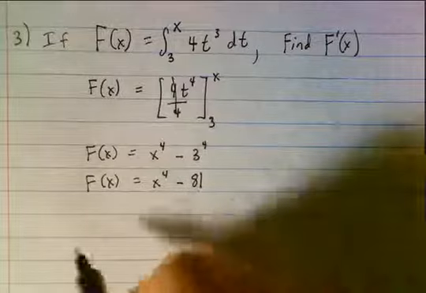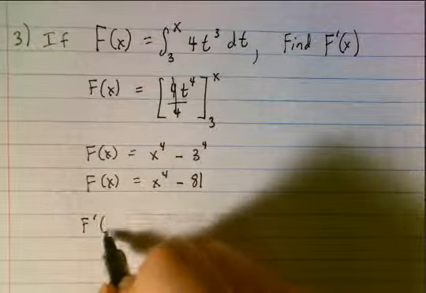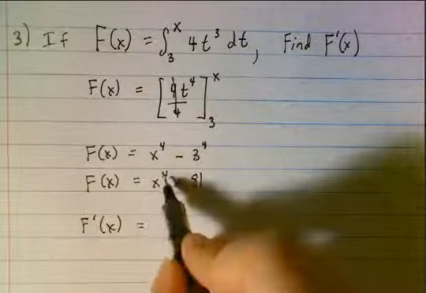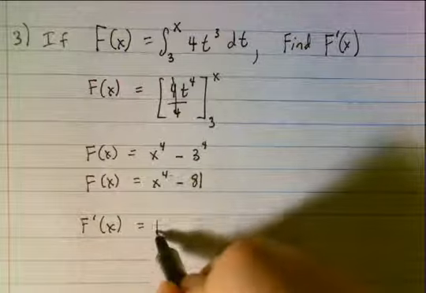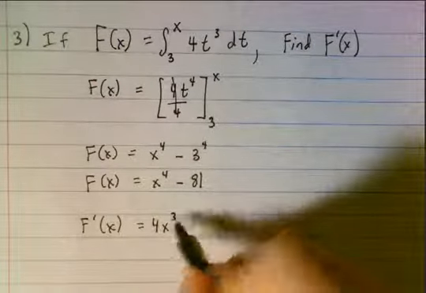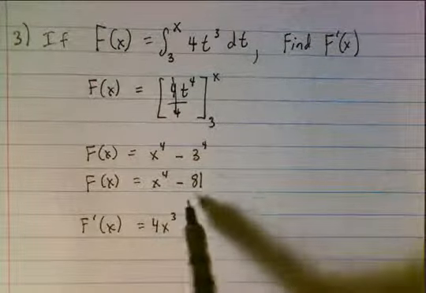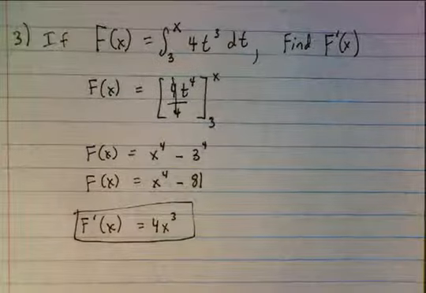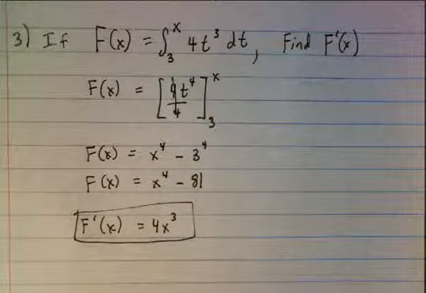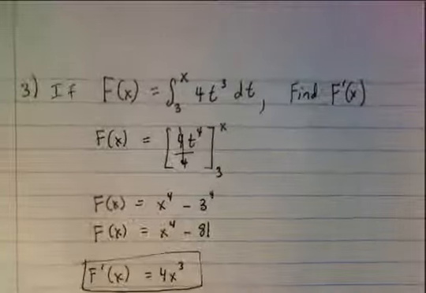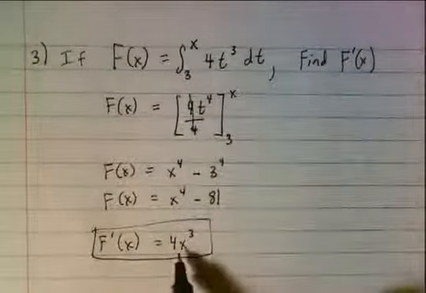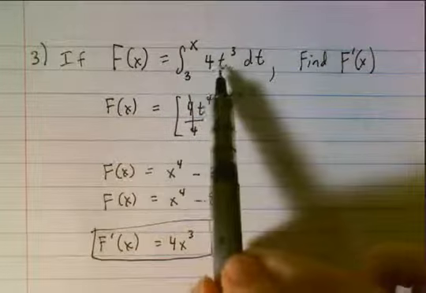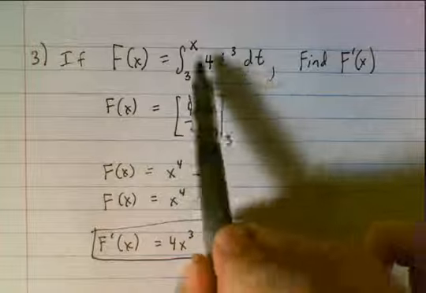Now, when we take the derivative again, we're going to bring down that 4, subtract 1 from the exponent, and then the derivative of a number is just 0. So we just end up right there. Notice something really interesting. This right here is the same thing that we started out with, except that this t has been replaced by an x.